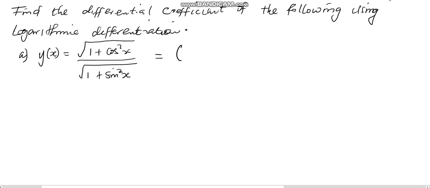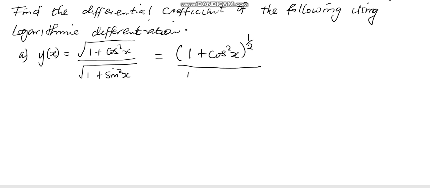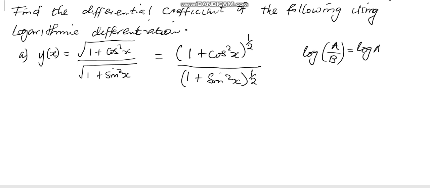y is equal to (1 plus cos squared x) to the power 1 over 2, divided by (1 plus sine squared x) to the power 1 over 2. Now, remember we have a property of logs that states that log of a divided by b is the same as log a minus log b.